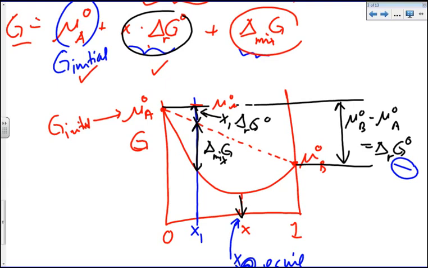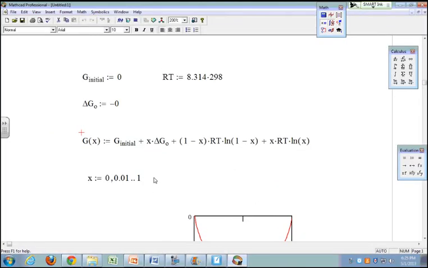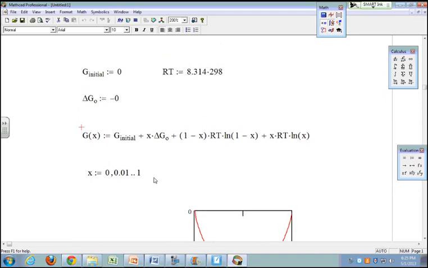Let's take a look at a plot of G versus X using MathCAD. Okay, I have it set up right here already. So to make things simple, let's just assume your delta G initial is 0, and delta G naught, let's say, is also 0. Here's the value of RT, 8.314 times 298 Kelvin. I'm not using any units here, to make things easier to follow. So G of X, G as a function of the extent of reaction, will be the initial value, which is 0, plus X times delta G naught, plus 1 minus X times RT ln of 1 minus X.